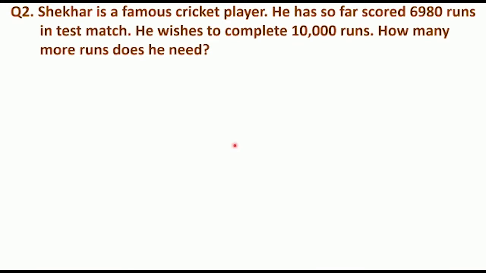Now the next question, number 2: Shekhar is a famous cricket player. He has so far scored 6,980 runs in test matches. He wishes to complete 10,000 runs. How many more runs does he need? So in this question it is given that Shekhar has scored 6,980 runs and he wishes to complete 10,000 runs. For completing 10,000 runs, how many more runs does he need? We need to find that. So how will we find that?